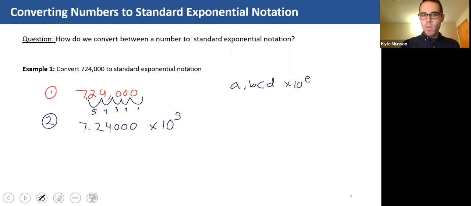So, and this is a multiple of 10. It's 100,000 if you look on the chart. Okay, and that makes sense because we have 724,000. So it should be a fairly large number here represented by the exponent. So now the last step is get rid of those zeros. We don't need them.